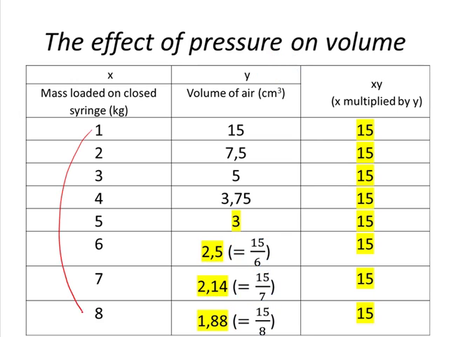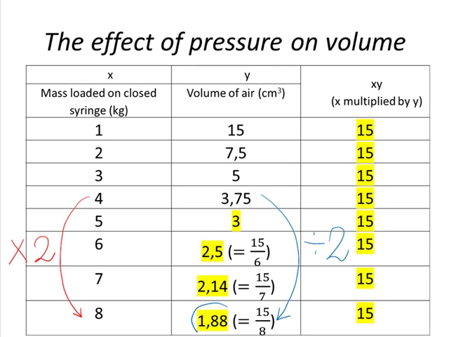Another way is to just use the kind of patterns I was showing earlier. For example, we can see how we get the bottom number in a number of ways. We could say 1 times 8 gives you 8, so 15 divided by 8 gives you this bottom number, 1,88. Or we could say 4 times 2 equals 8. So 3,75 divided by 2 will give us this number, and it does, 1,88.